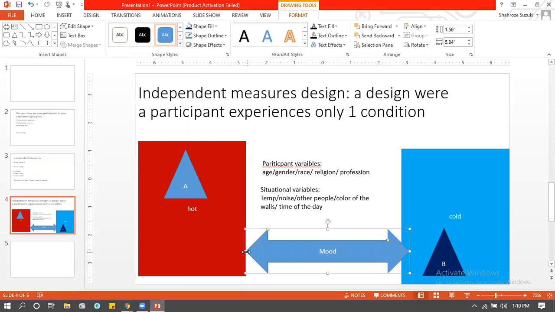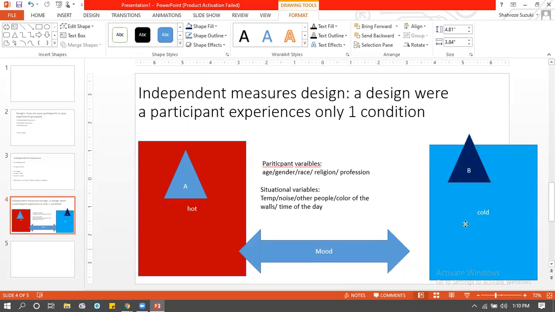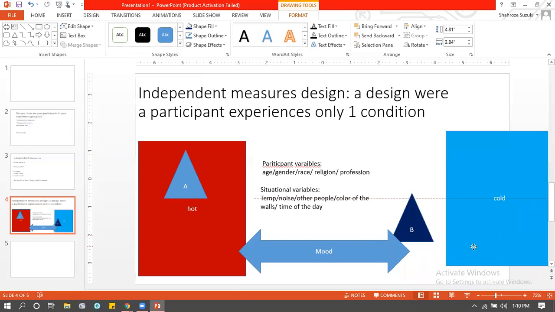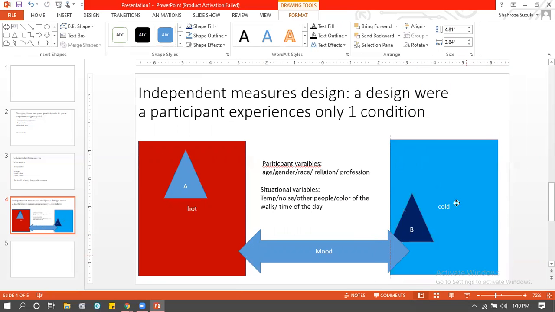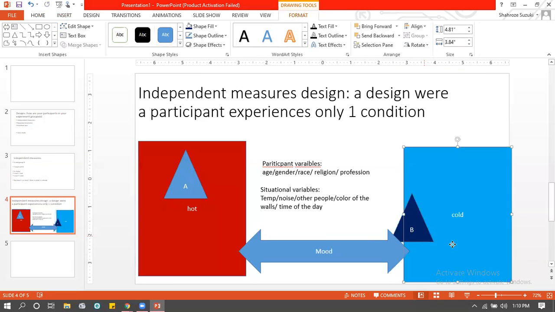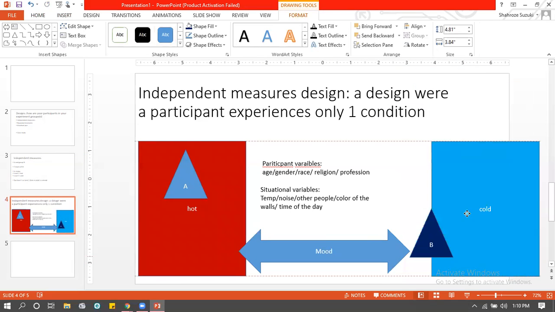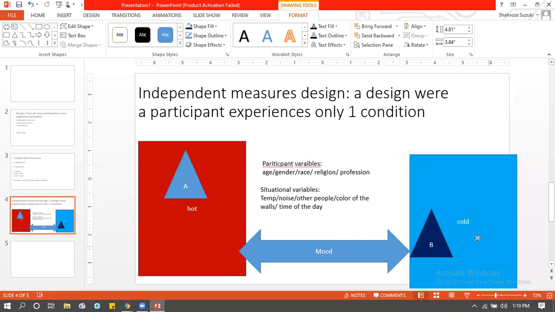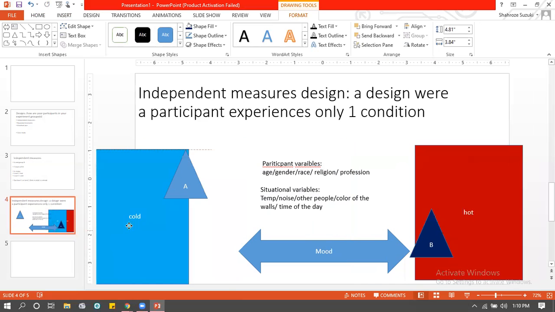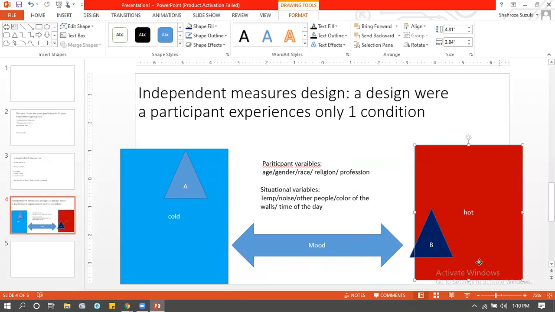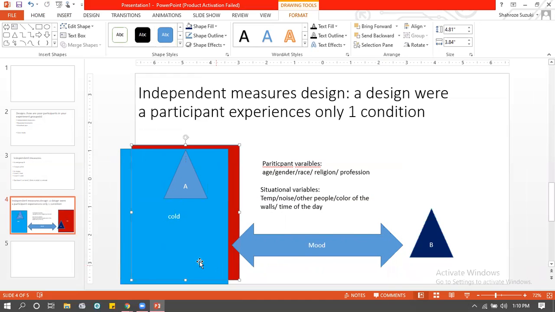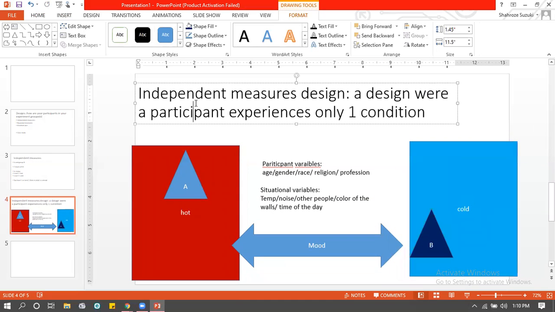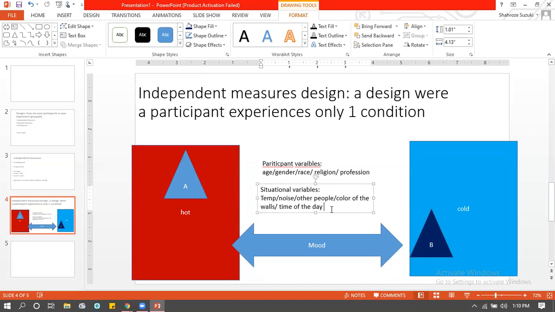So our focus in general is temperature, right? We are focusing on situational variables. We want to know how situational variables affect the individual. We're not talking about how individuals react. We're talking about how situational variables affect the individual. If we change the situation, let's suppose we switch it, will the mood be different? So it's all about situational variables and their effect on individuals. So independent measures design is useful when you want to study situational factors on a person.